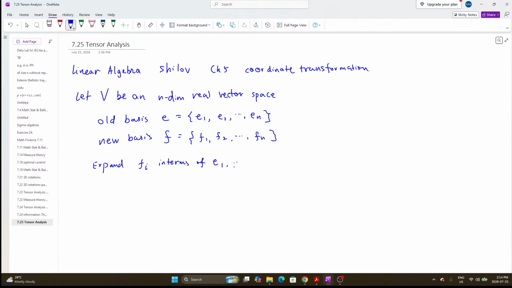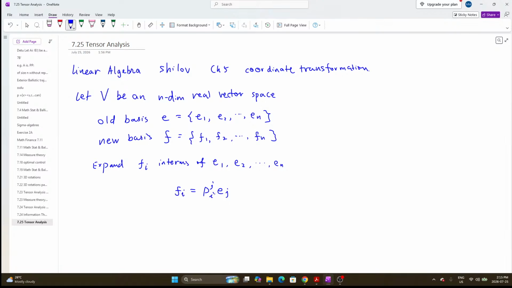In terms of E1, E2, all the way to En. And by doing so, we'll use the summation notation we've been using so far to save us some writing. So Fi, let's write it as P, actually Pi. Let's say this is Fi and then Ej. J needs to be summed over, so Pji, exactly. That's correct.